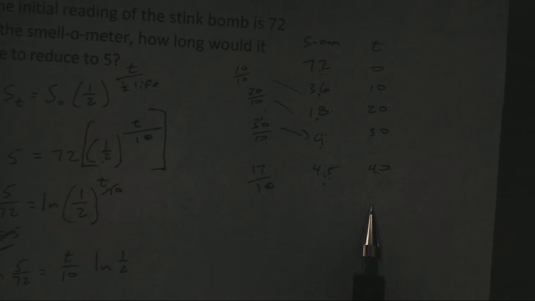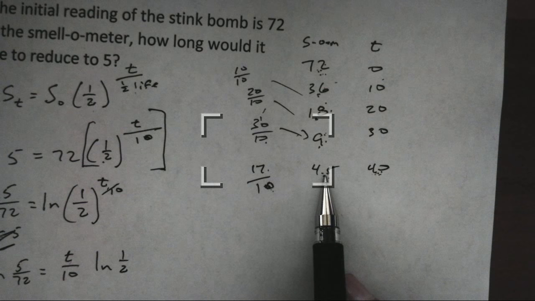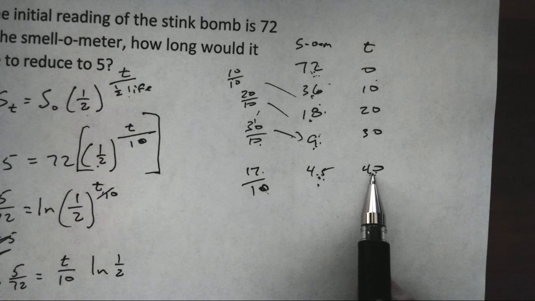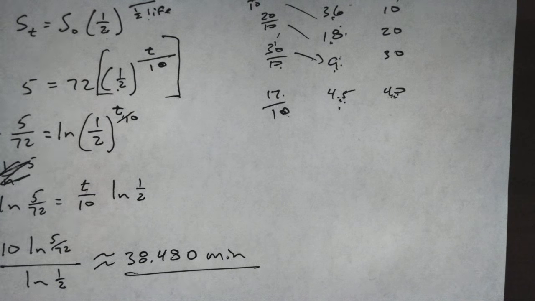And that's very reasonable, considering we expected it to be 40 would get us to a smellometer of 4.5. So we need something slightly less than 40 to get down to 5. And there we have it. Okay, so there's our introduction to half-life, a formula that I hope we can make some sense out of.